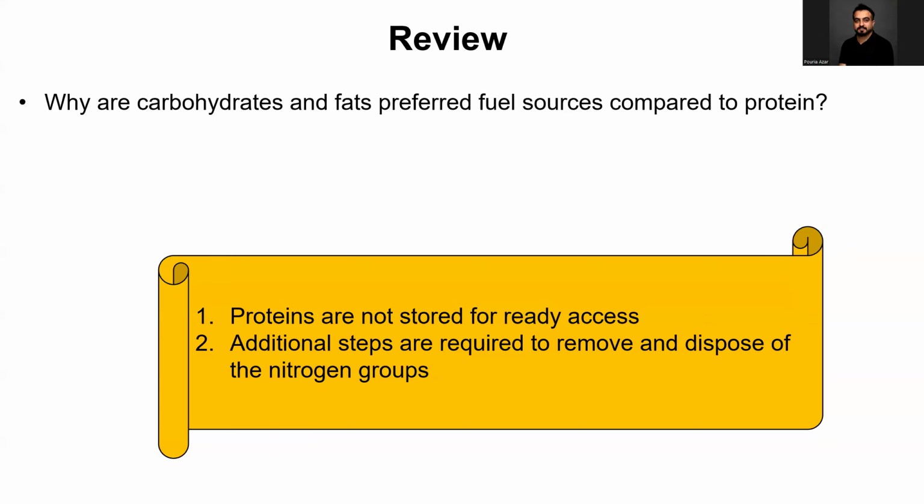And the second reason is that additional steps are required to remove and dispose of the nitrogen group. So our body uses more energy if it wants to use protein as a fuel source because we cannot burn nitrogen groups. We have to get rid of them and we have to make urea and then excrete it as urine. So our body needs more energy and more time. It takes too much work to do so.